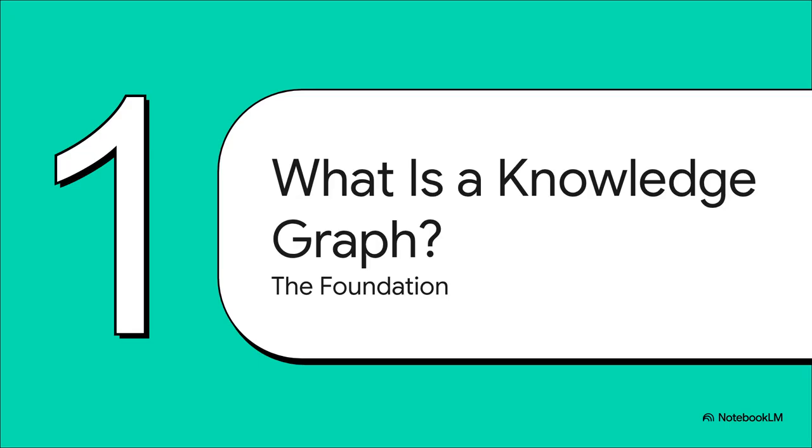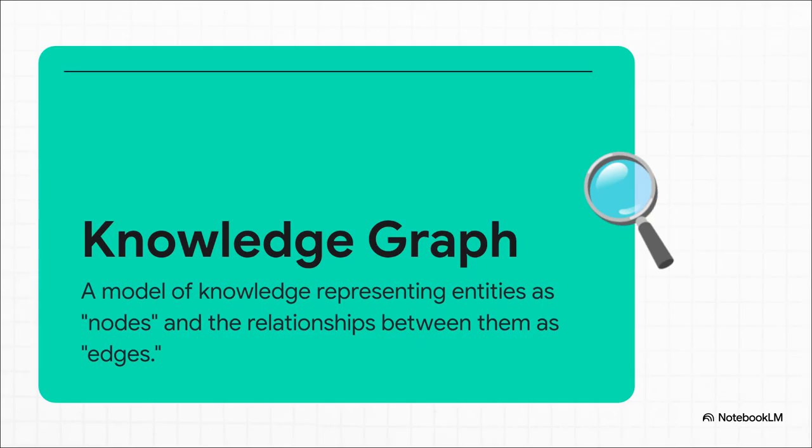Okay, first things first. Let's start with the foundation. What are we actually talking about when we say knowledge graph? At its core, it's actually a pretty simple idea. Just think of it like a giant relationship map. It takes things, people, places, ideas, anything really, and it charts out how they're all connected. The key takeaway here is that it's not just about the things, it's about the connections between them.